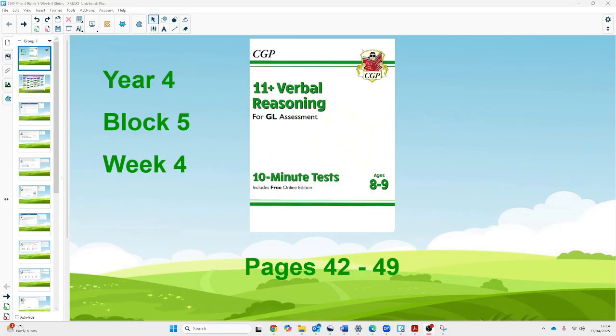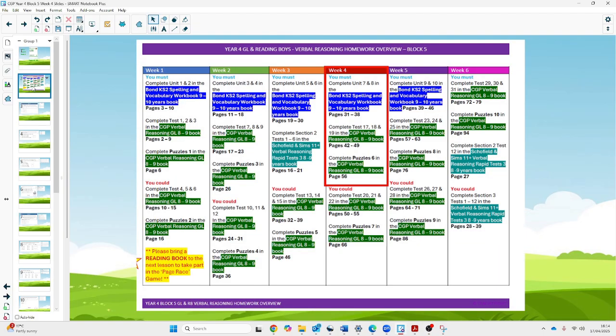We're going to be looking at the task for Year 4, Block 5, and this is week 4. It's going to focus on the task within the 11 plus Verbal Reasoning GL 8 to 9 10-minute test book, and it will be on pages 42 to 49. We're just going to have a little look at the homework overview so you can be clear about the other tasks as well.